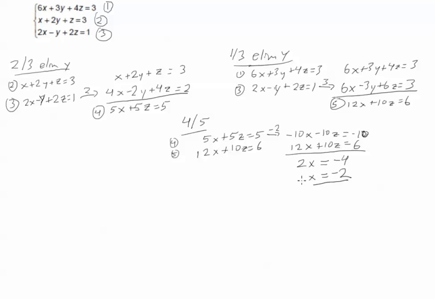I can plug it back into one of these equations and solve for it. Let's plug it back into, which one do we want to do? That looks like 4 might have some smaller numbers to mess with. Let's plug it back into 4. You get 5 times negative 2 plus 5z equals 5. That's negative 10 plus 5z equals 5. 5z equals 15. Z equals 3.